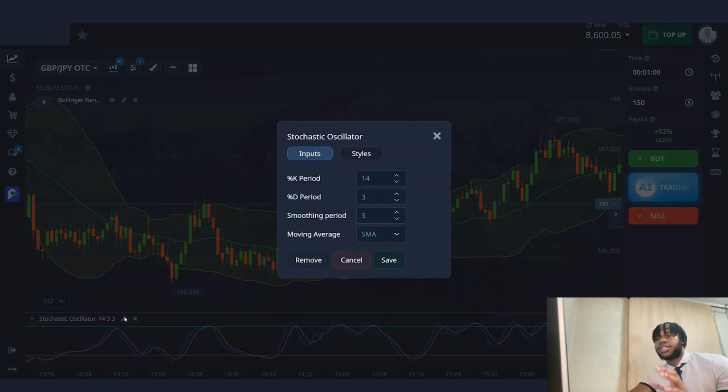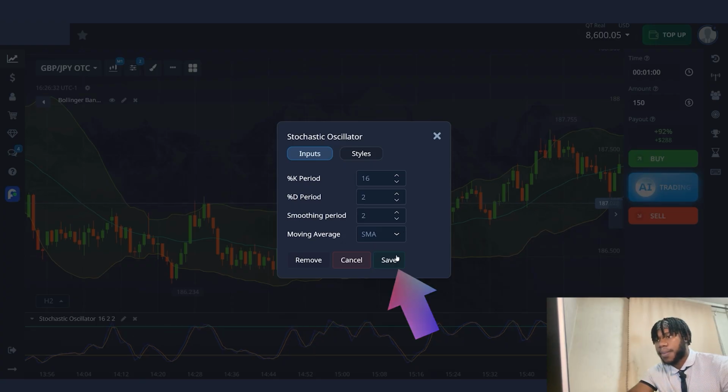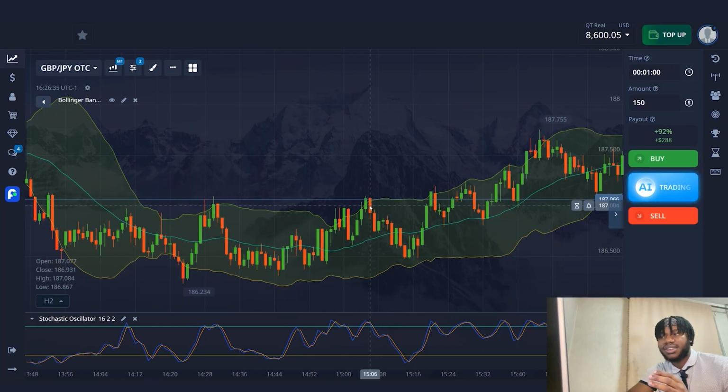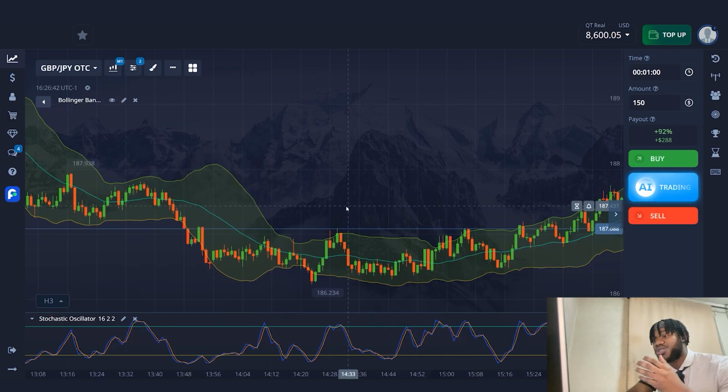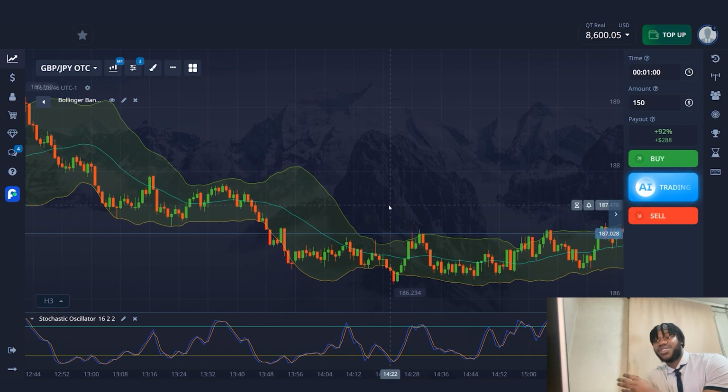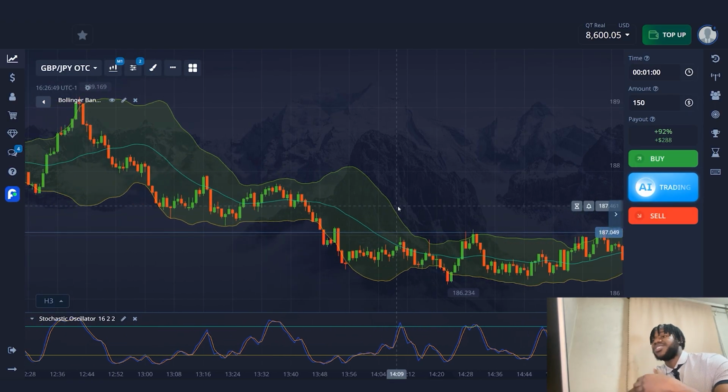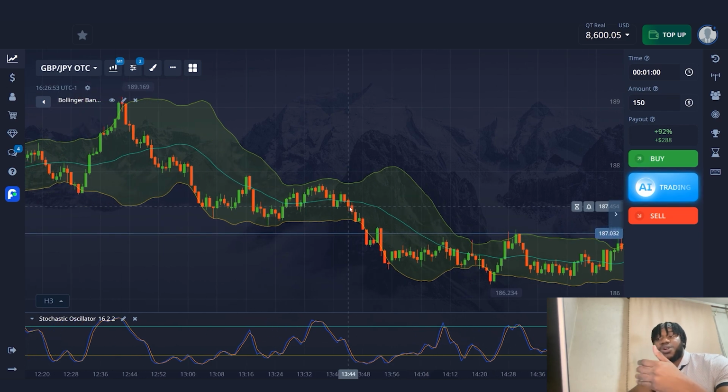Okay, the K period of the stochastic oscillator will be 16. I will reduce the D period to 2. I will also set the smoothing period to 2, and I'm going to leave the moving average as SMA. The settings are now complete, which means that you can start opening trades. I am going to try to explain in more detail how the strategy works. Watch the video to the end and I'm sure you will have no questions left.